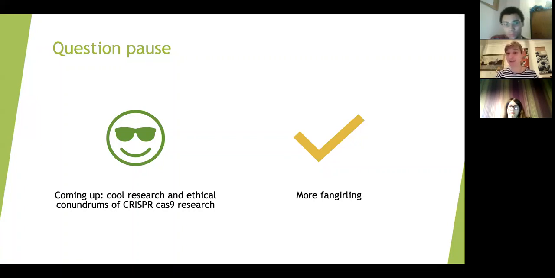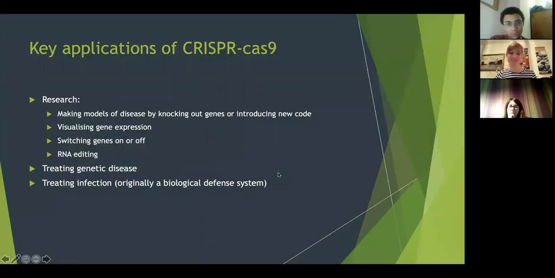Do you think CRISPR could be used to treat and prevent cancer? Potentially. Right, we're going to move on, and I'll just take questions as they come, because I know that we're running out of time and I don't want to run out of time. So, key applications of CRISPR-Cas9. There will be loads more of these, but these are the basic ones.